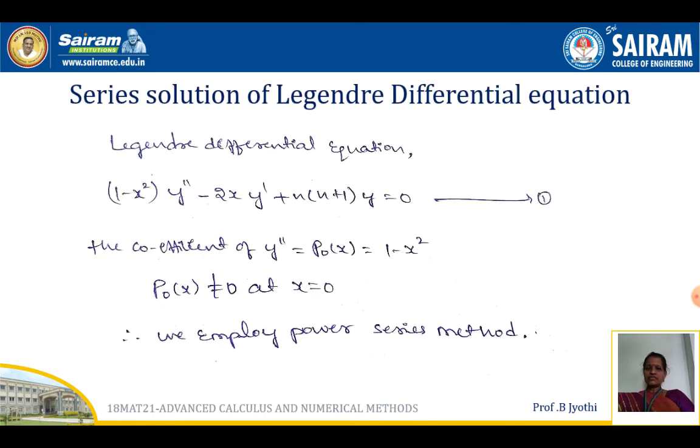Series solution of the Legendre differential equation is given by 1 minus x square y double dash minus 2x y dash plus n into n plus 1 y is equal to 0. Call this equation number 1. The coefficient of y double dash is P0 of x, which can be written as 1 minus x square, and P0 of x is not 0 at x equals 0. Therefore, we apply the power series method.